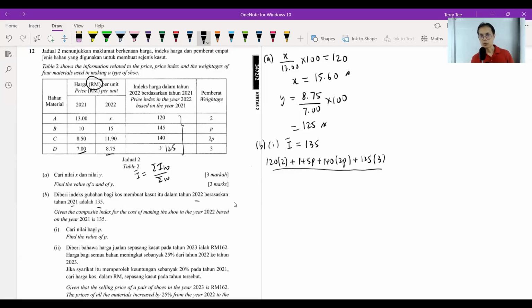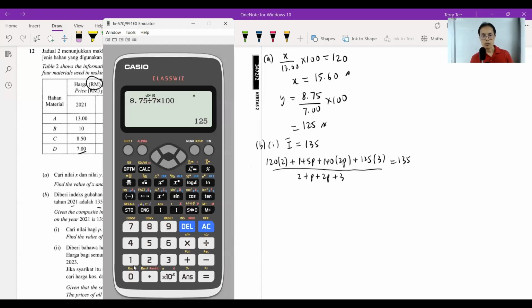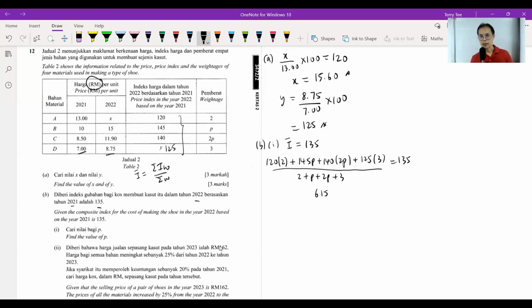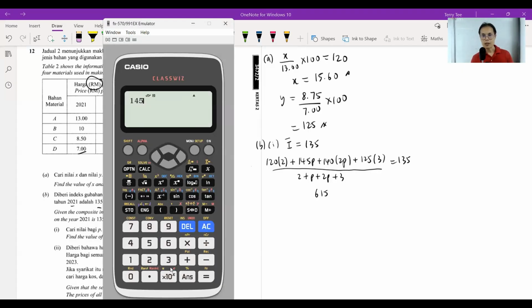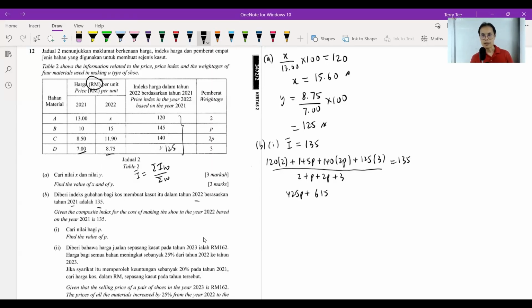Divide by the total. What's your total? 2 plus P plus 2P plus 3. Answer 135. Okay, use your calculator. 120 times 2 plus 125 times 3. So this one is 615. I'll write 615 here. Then let's take 145P plus 140 times 2P, that is 425P. 425P plus this, divided by 3P plus 5, equals 135.